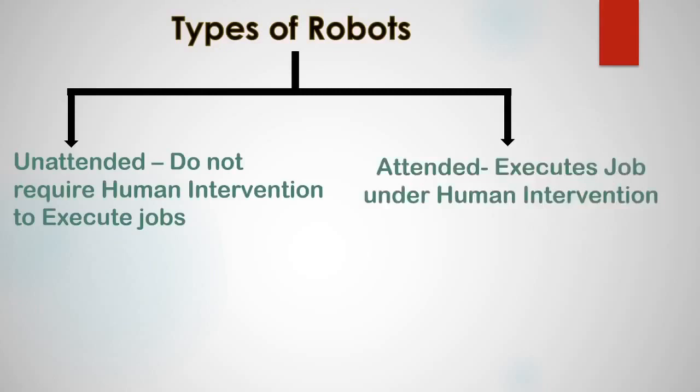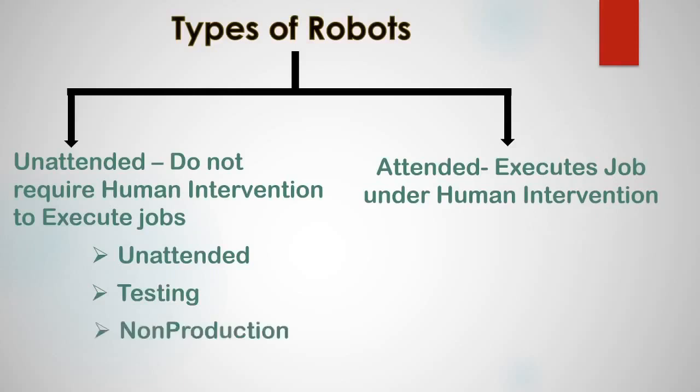Now, if I further categorize the unattended robots, the first one in the list is unattended, which runs without human supervision in a virtual environment and can automate any number of processes. Next in the list is the testing robot, which works in unattended mode for testing purposes. And the third one is the non-production robot, which works in unattended mode for development purposes.